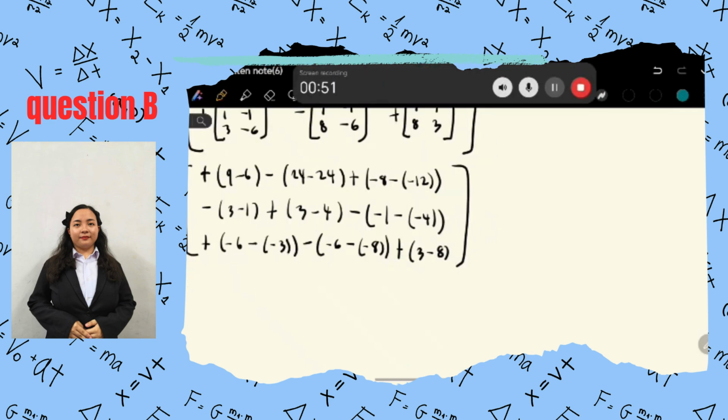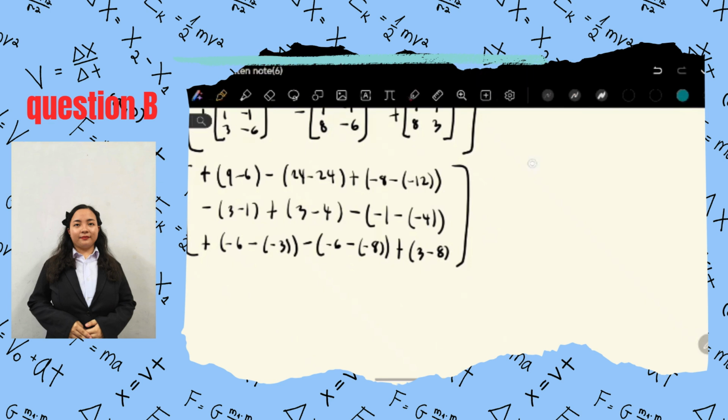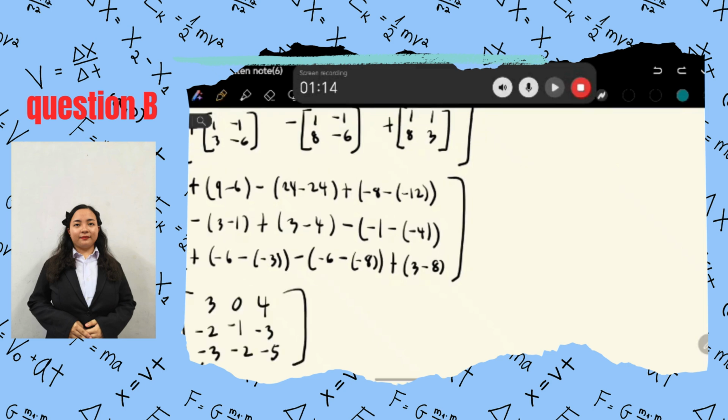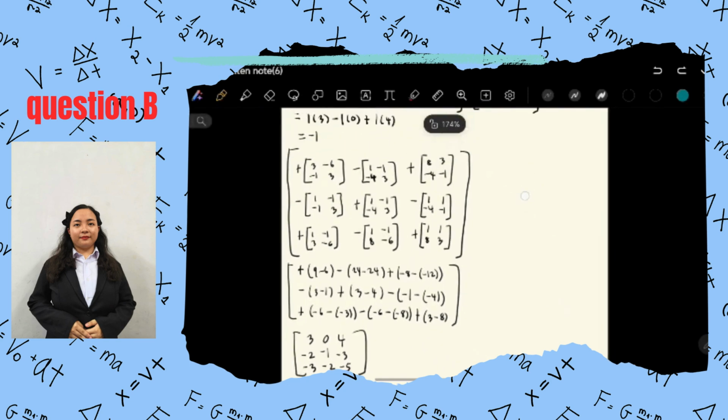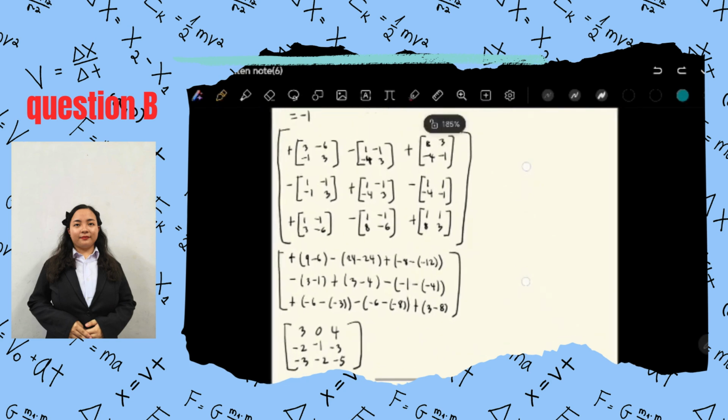Next, we use again the formula a times d minus b times c for each block. And now this is the full calculation and the final answer for the cofactor.